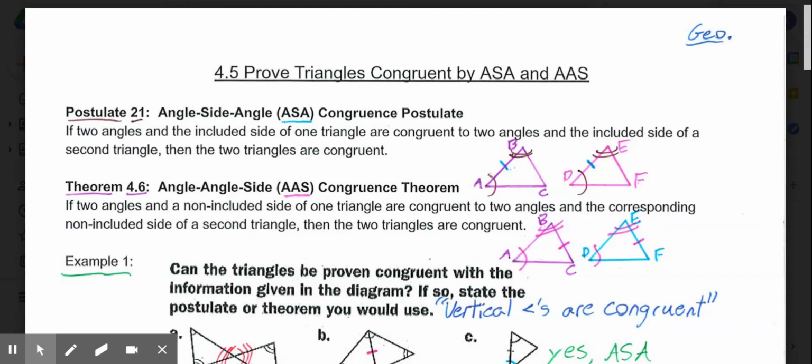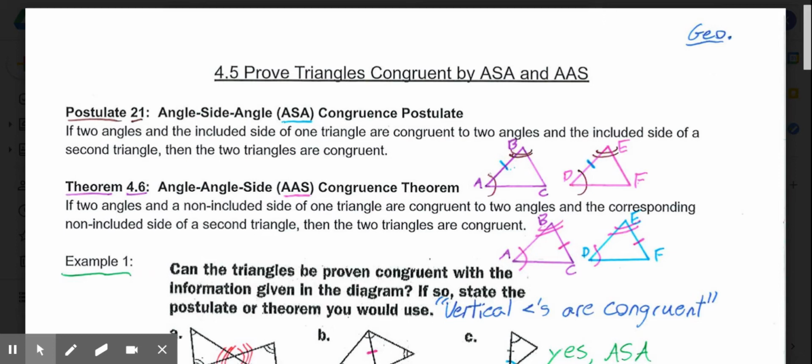Welcome to lesson 4.5, Prove Triangles Congruent by ASA and AAS. So let's begin with our postulate and theorem that makes sense of our title. We've already looked at some of our other congruence postulates and theorems. Now we're adding two new ones in this lesson.